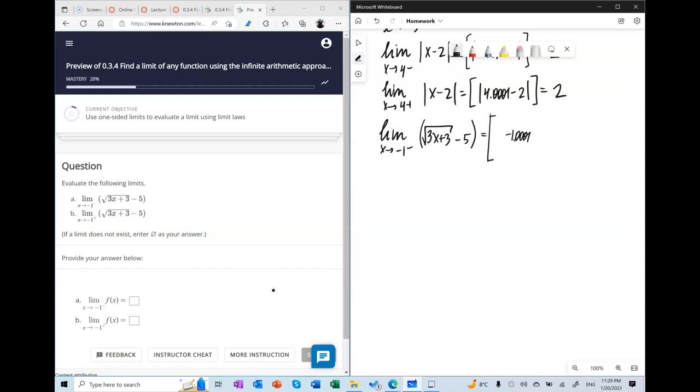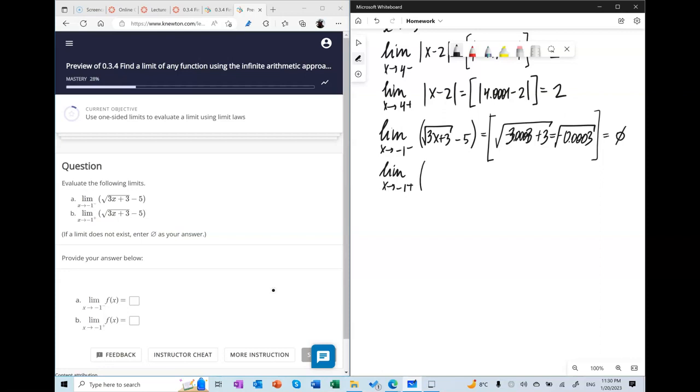So we're getting something that is less than -1. When you multiply it by 3, you get something that is slightly less than -3. And when you add 3, you get something that is slightly less than 0. So when you take a square root of that, the square root of a negative number does not exist. So you see how we don't really need to do much here because we know this limit doesn't exist. And that's it.